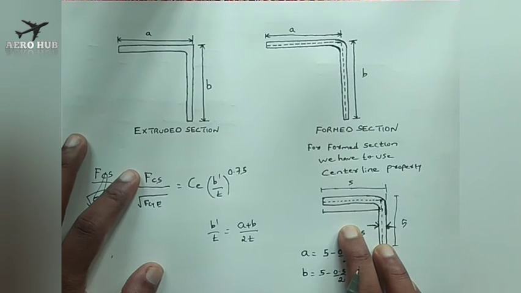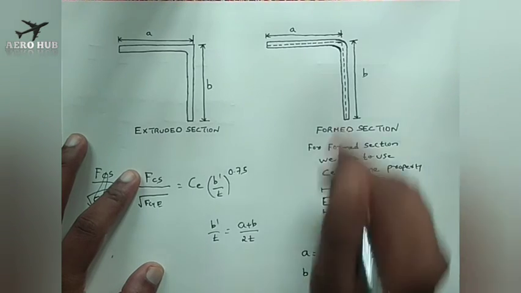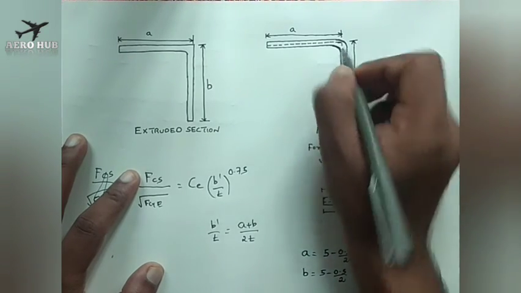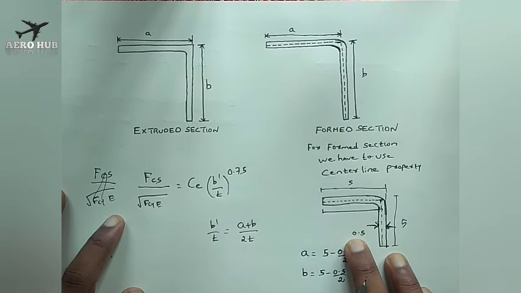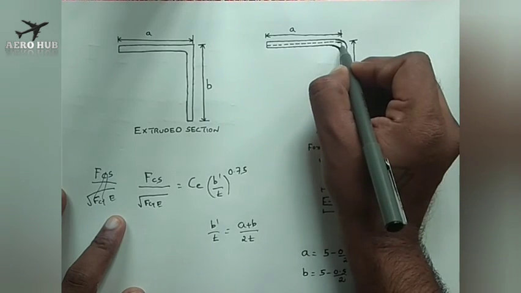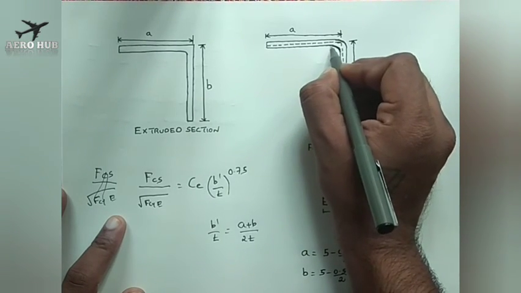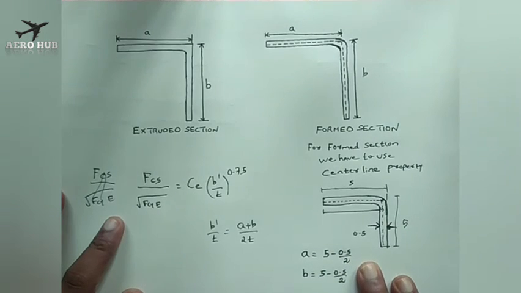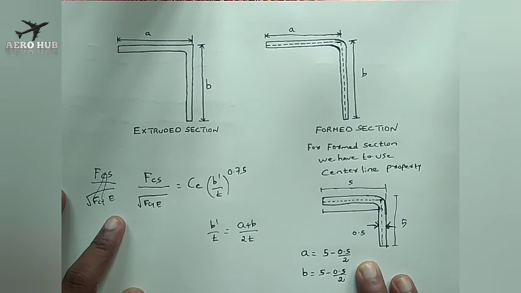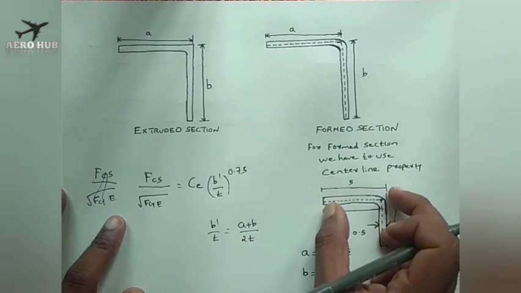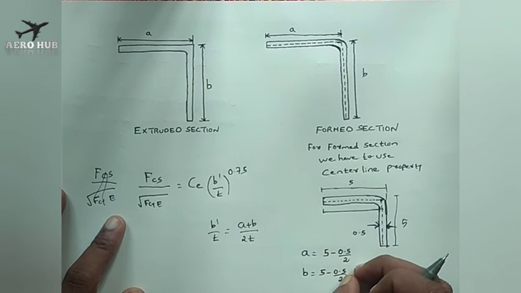Okay, so this fillet can increase the shear stress. Therefore, for our design criteria, we should consider the axial load or your compressive or bending stress. That's why we are finding out the central line property where the corners are sharp. Okay, so at the corners of the section, the shear stress will be increasing. That's why we are using the central line property to reduce the effect of shear stress. Okay, so to find out the value of A and B, we take the total length minus the thickness by 2. Okay, that is the method to find out the value of A and B.